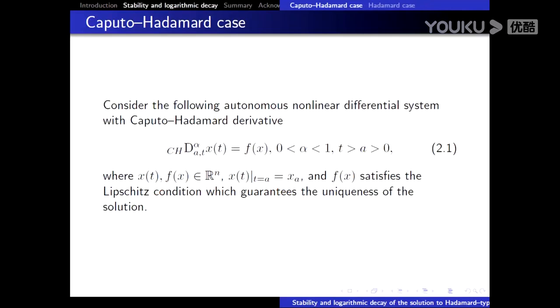Now we show the stability and the logarithmic decay for the capital Hadamard case first. For the following autonomous nonlinear difference system, this is the capital Hadamard derivative. We always suppose that F(x) satisfies the Lipschitz condition, which guarantees the uniqueness of the solution. So such an equation has only one solution.